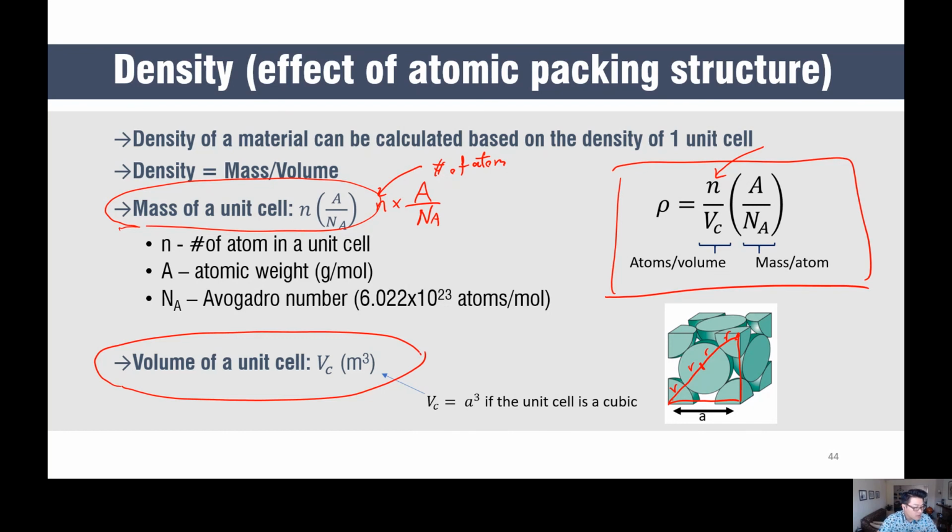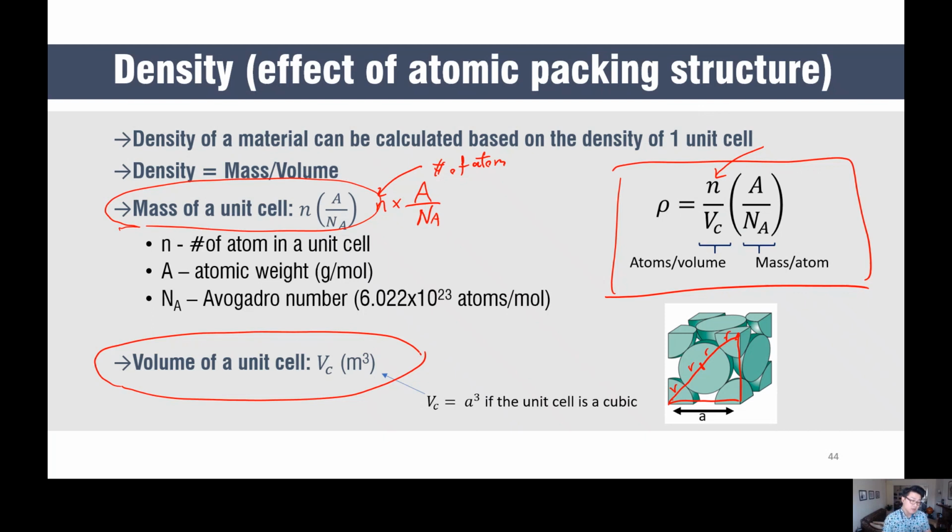Another way of looking at it is that the first term on the left-hand side, N over V, is just the number of atoms per volume. And then the right-hand side is mass per atom. If you put them together, you have mass over volume, which is density. Okay. So in the next video, I'll show you some practice problems of how to actually use this concept to derive the density of a material.